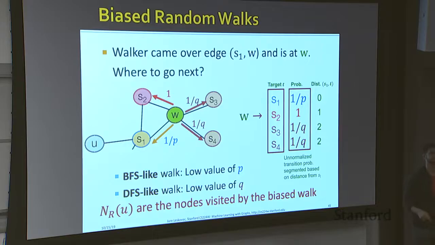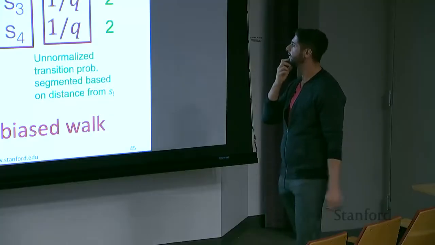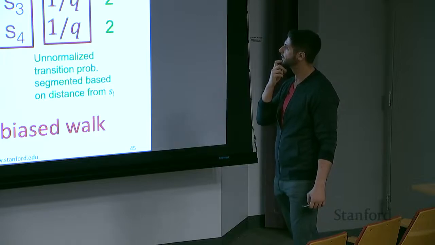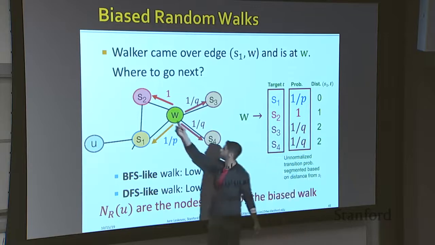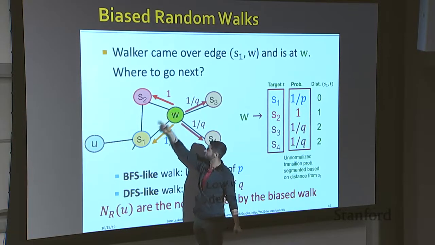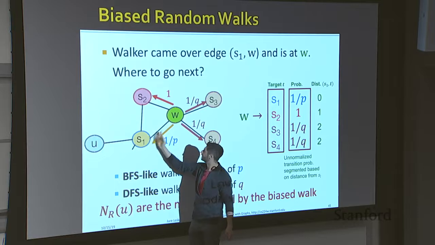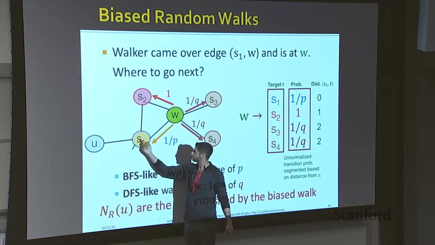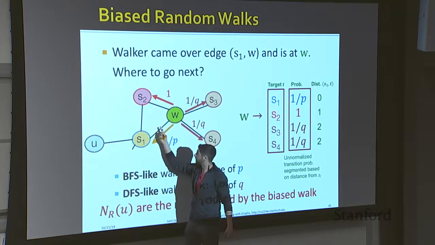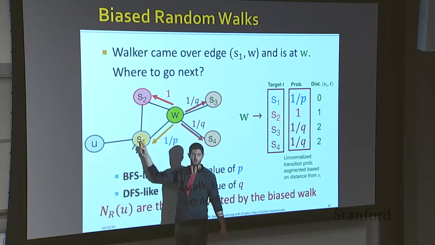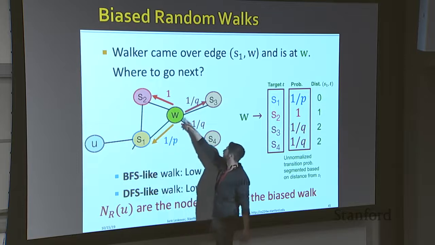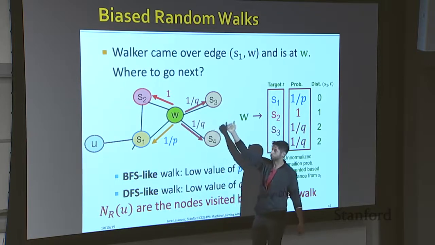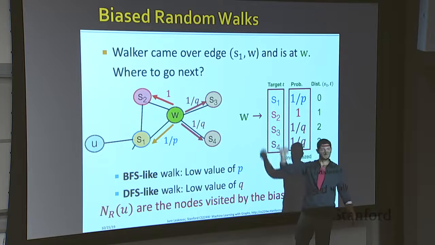Question? So why are we treating the case of going from W to S2 similar to going from W to S3 or S4? Is it just because this is from S1? Yes, so here basically these are all at distance 1 from S1, right? So in a sense you're saying if I move to S2, it's like I'm performing a BFS from S1. I'm trying to explore all the neighbors of S1, okay?